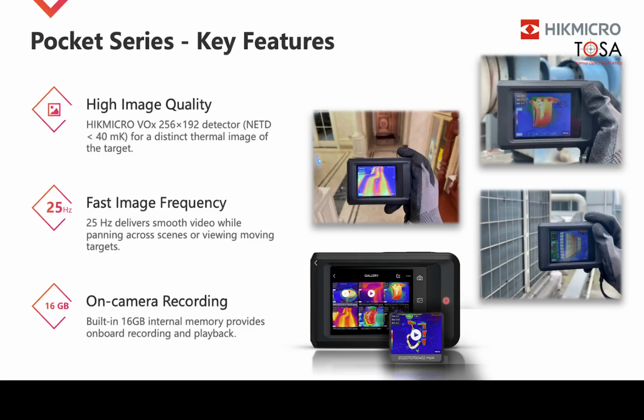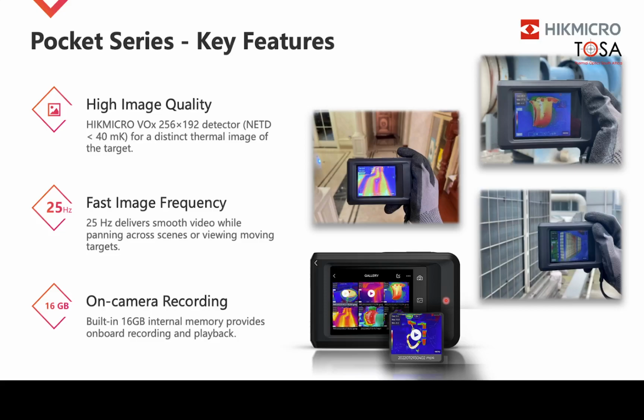The Pocket 2 that we will be showing you has a 256 by 192 detector, is more sensitive than 40 millikelvin, which I can tell you is top of the line as far as thermal capabilities are concerned. Then very important is that the frequency of update is very fast.